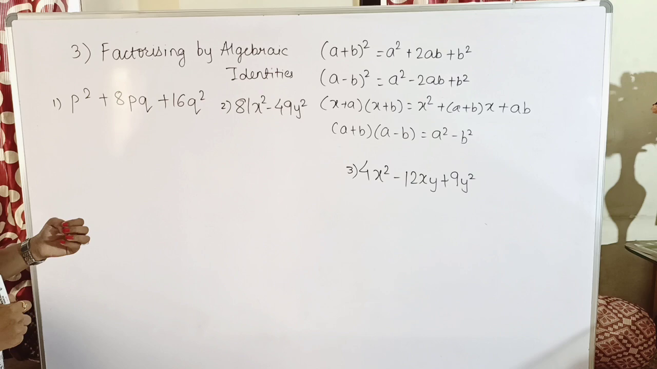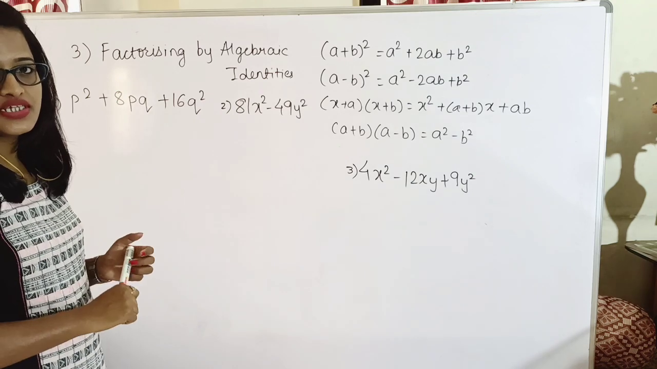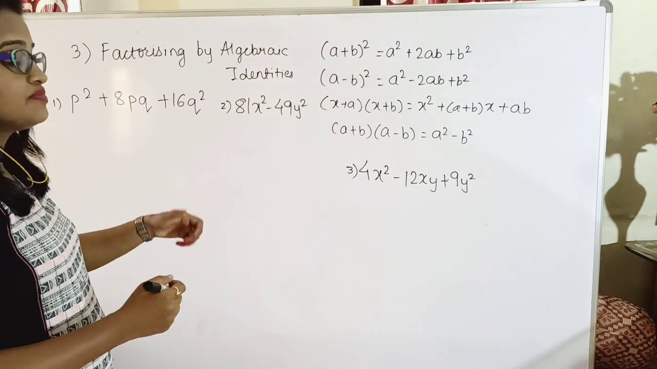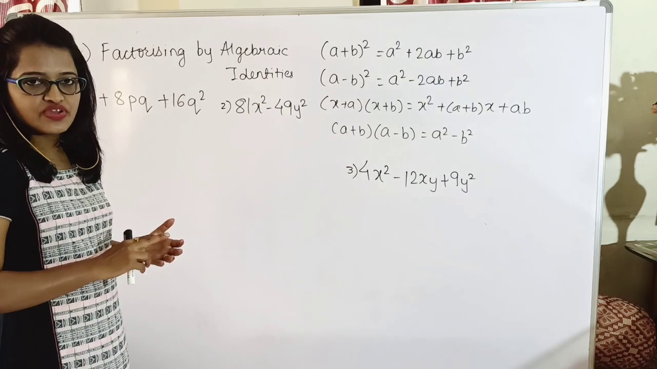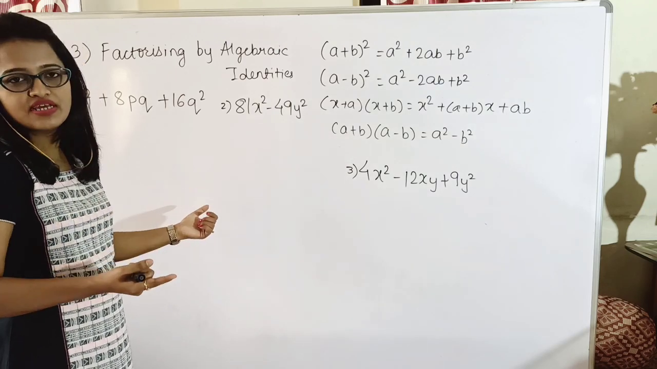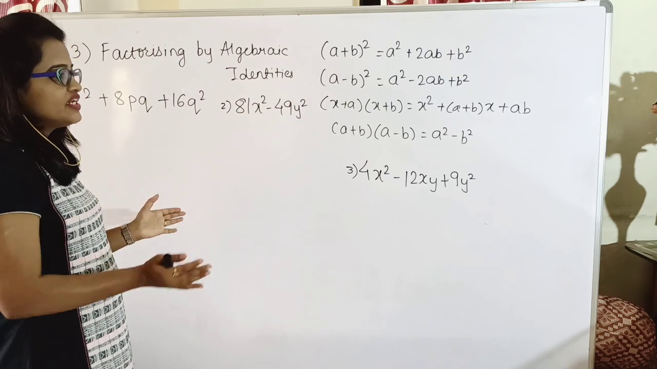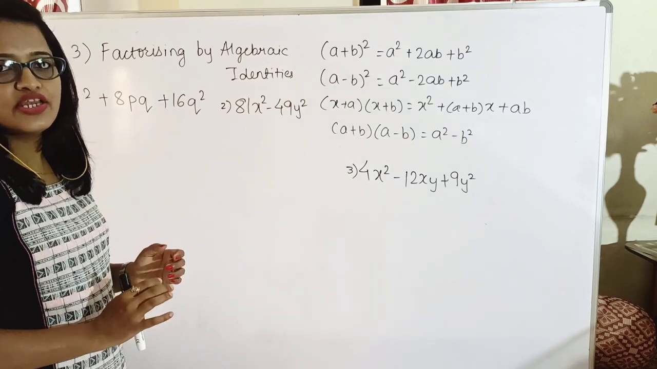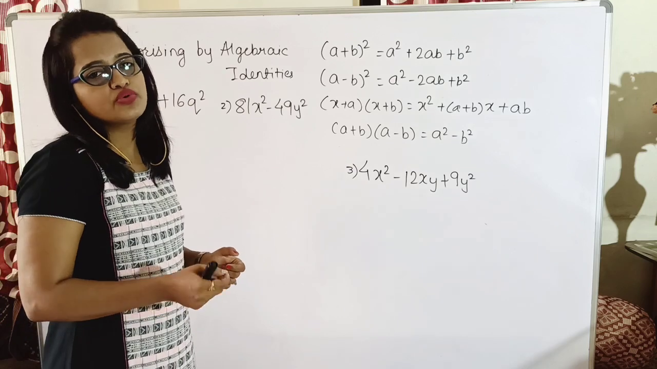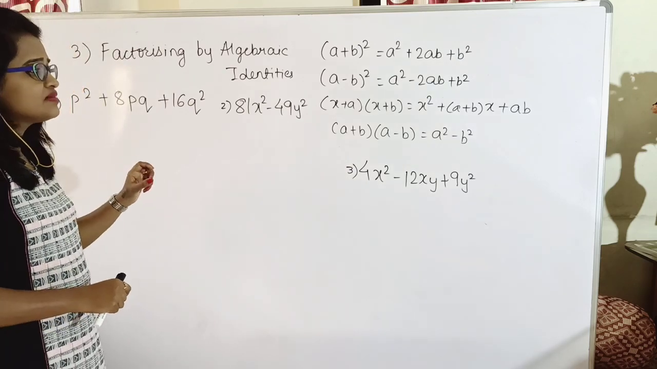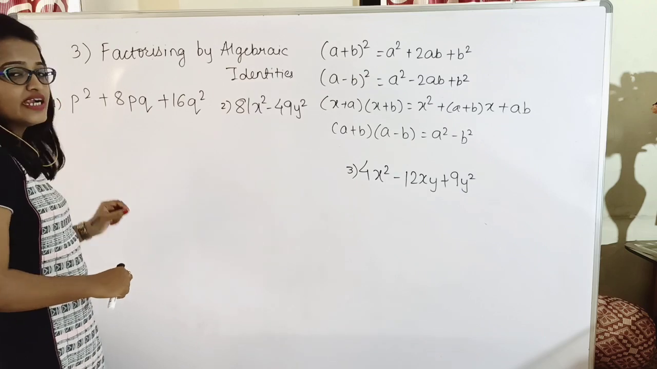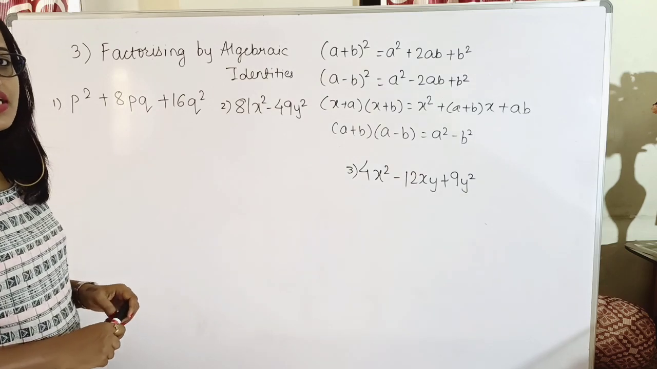Now it is not necessary that the question will specify to factorize making use of the algebraic identities. The other two methods which we have seen, and one more method I will be teaching you, they might give you combined questions and then you have to decide by which method you can factorize them. For that, there are some tricks that you have to follow to understand which method to be applied.